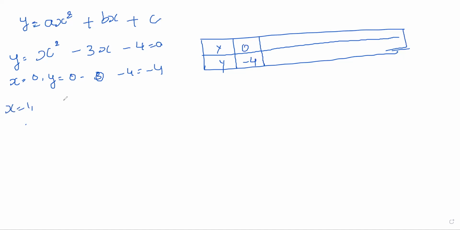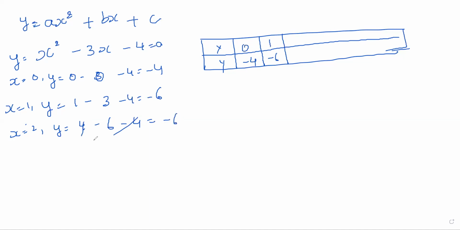When x is equal to 1, then y is equal to 1 square is 1, minus 3 into 1 is 3, minus 4, that is equal to minus 6. So when x is 1, y is minus 6. Then x is equal to 2, then y is equal to 2 square is 4, minus 3 into 2 is 6, minus 4. So minus 4, 4 gets cancelled. Answer is minus 6. When x is 2, answer is minus 6.